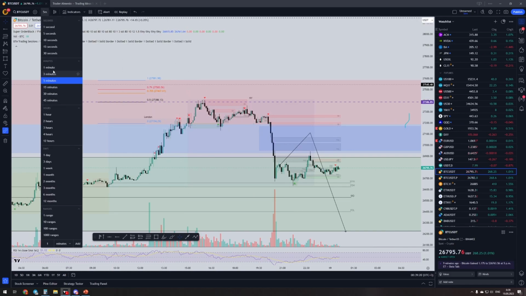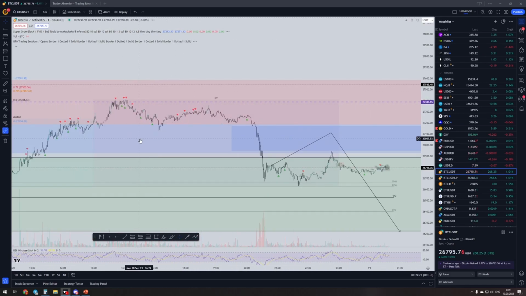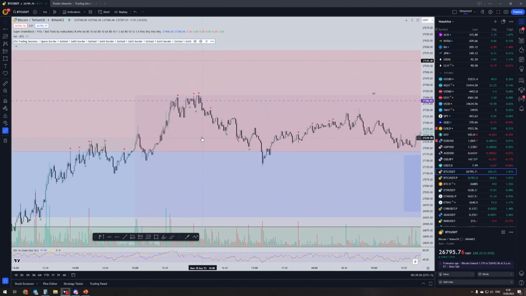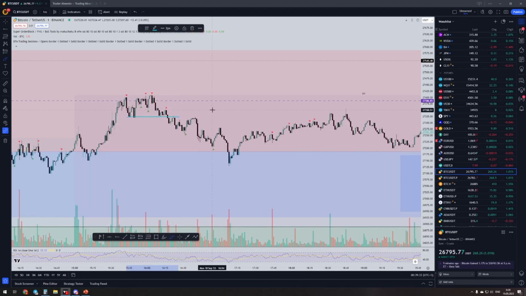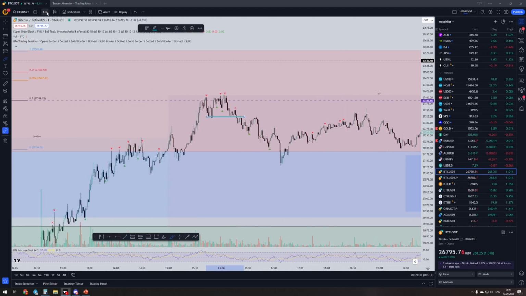After that, I've been waiting for an entry, for a break of market structure. This happened on the 1 minute chart, if I'm not mistaken. Yeah, this specific break of market structure, right here. Broke it, and then we've been slowly going up.